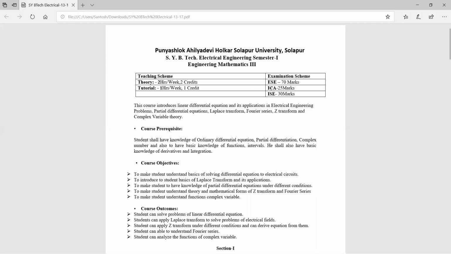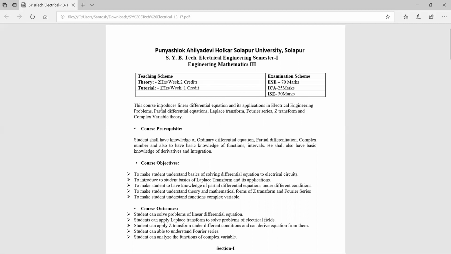ICA is 25 marks, Internal Continuous Assessment, and ISE, Internal Semester Evaluation, is 30 marks. Okay, total here is 70 plus 30, 100, plus 25, 125 marks for the subject Engineering Mathematics 3. Under this subject, first see what we have to see in this subject.